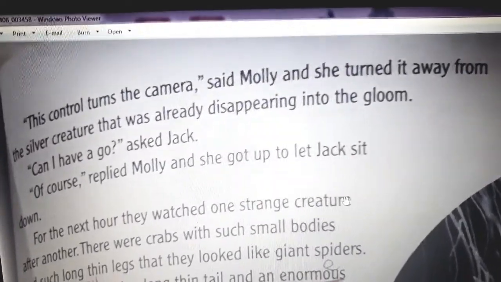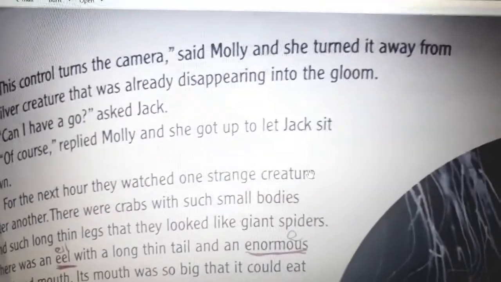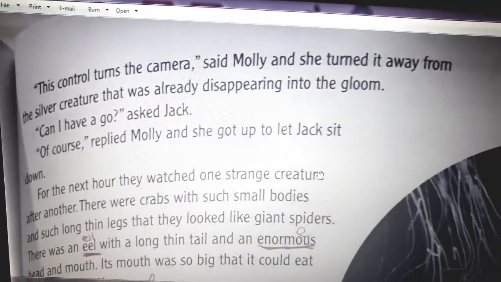Now I'm going to read it like they say it. Okay, I will read it to you once more, but this time with expressions, voice expressions.